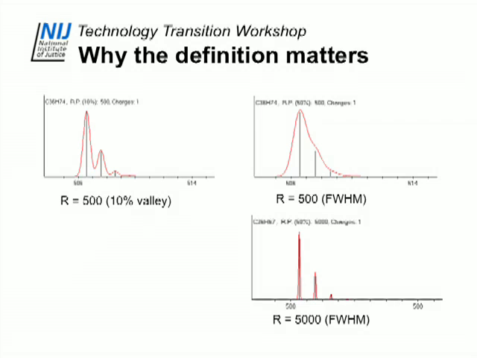Here's the same example again done with three different definitions. We're assuming resolving power 500. With the 10% value definition, you can see the peaks are pretty well separated. They're not completely separated, but they're clear and distinct.